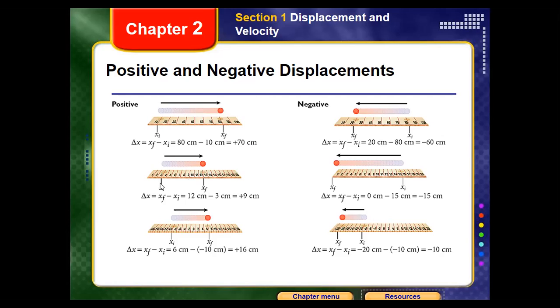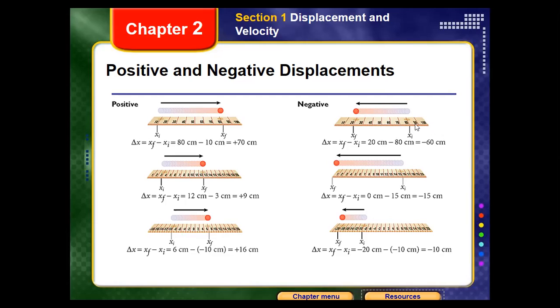The second one is from 3 to 12, so the object moved from 3 to 12. 12 minus 3 equals 9 centimeters in the positive direction. Also here, from negative 10 to positive 6. So in this case, the initial is negative 10, and here is positive 6. The object moved first 10 in the negative, then 6 in the positive. This is 16 centimeters moved in the positive direction.